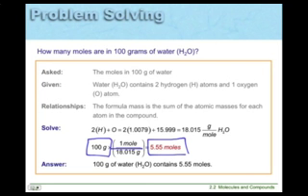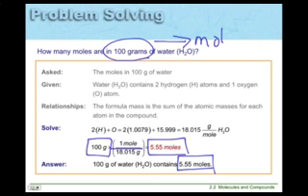So in 100 grams of water, it's much more than 1 mole, isn't it? Because each mole only weighs 18 grams. It has about 5.55 moles in it. Again, problem solving. When you want to go from grams to moles, what you're going to do is divide by the molar mass.